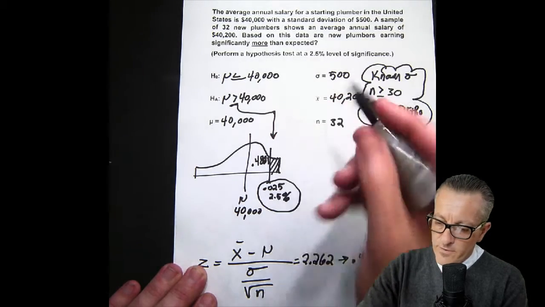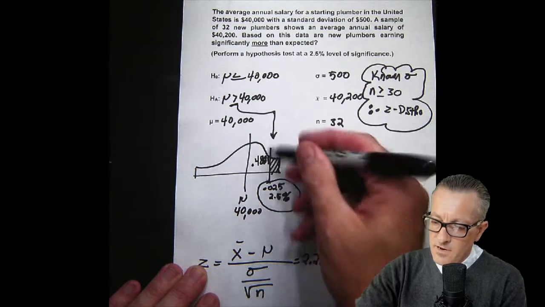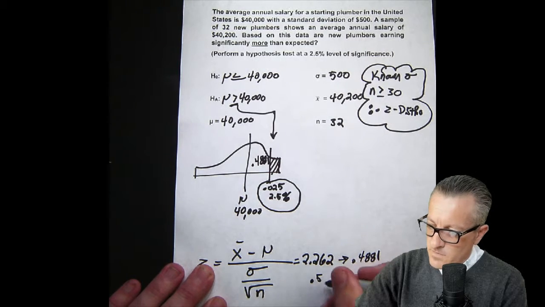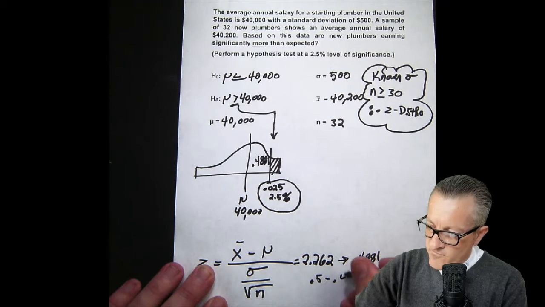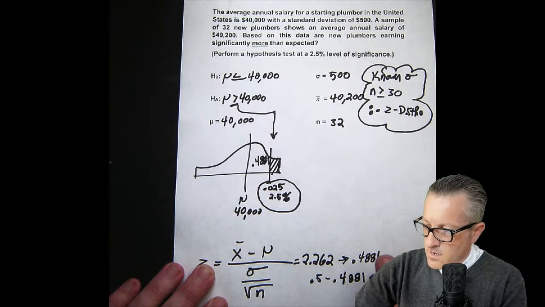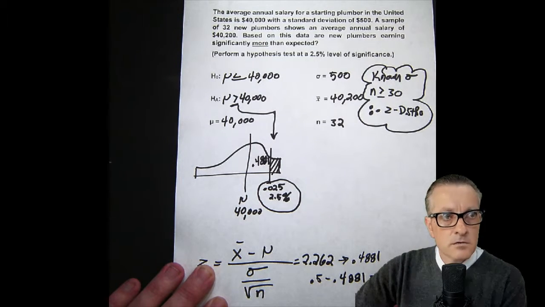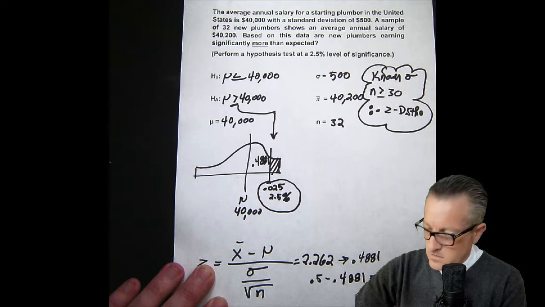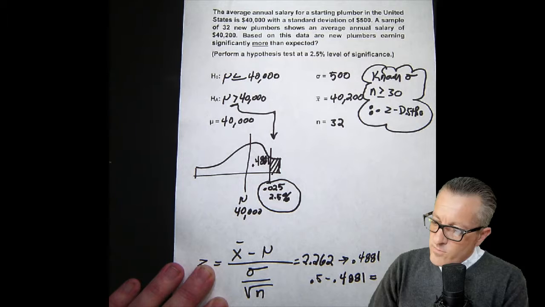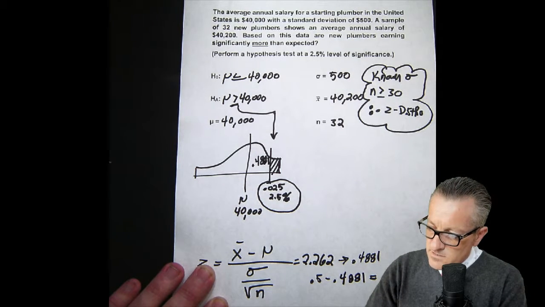We want to figure out if we're past 0.025, what the cutoff would be for that. So it's going to be 0.5 subtract 0.4881, and what that equals is 0.0119. So with the p-value method, what this means is right here.